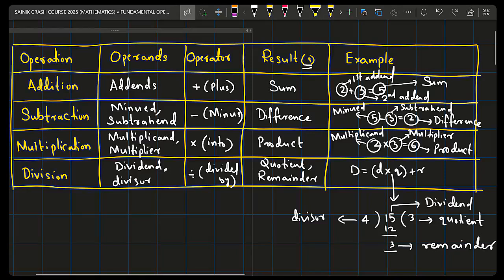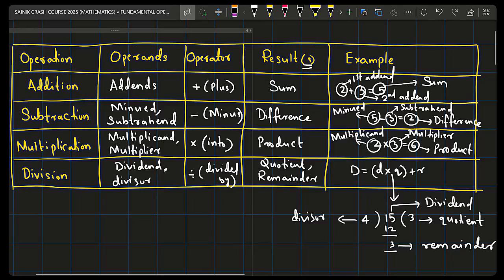You take an example in the bottom right. You can see 15 is divided by 4. We got quotient as 3 and remainder as 3. So 15 is called dividend, 4 is divisor, 3 is quotient and 3 is remainder.